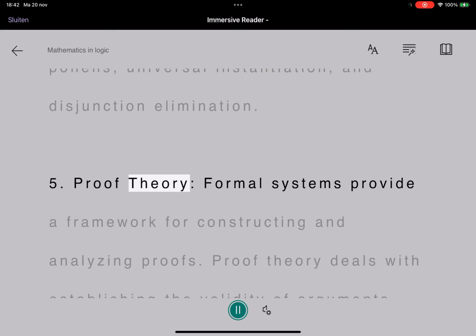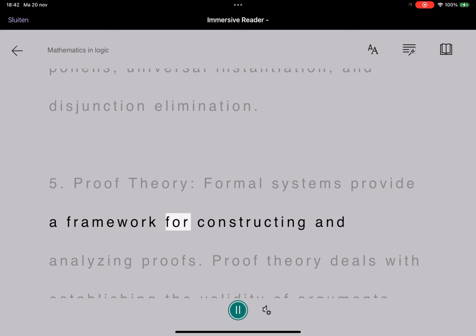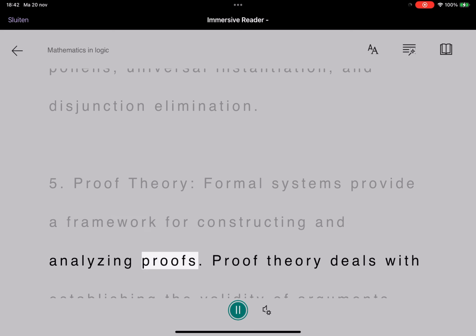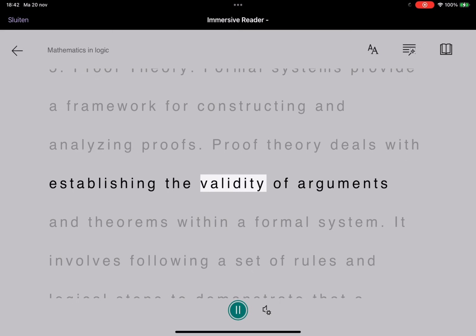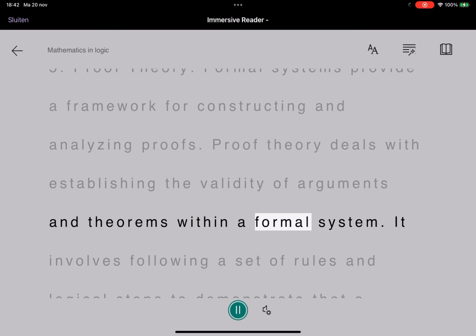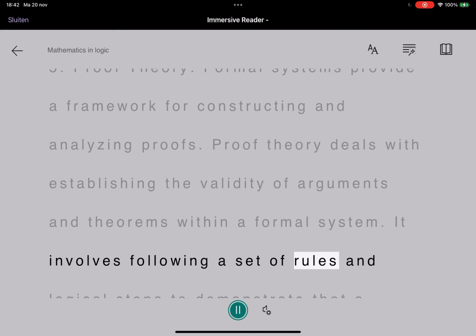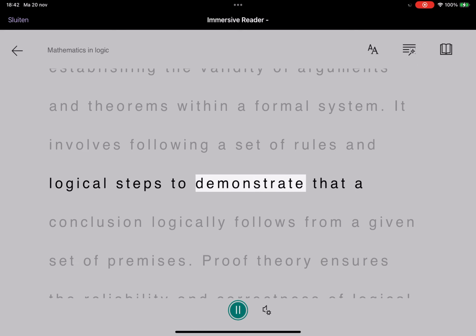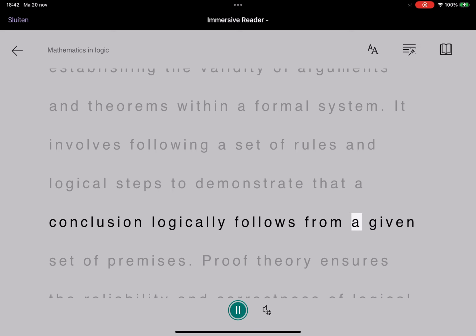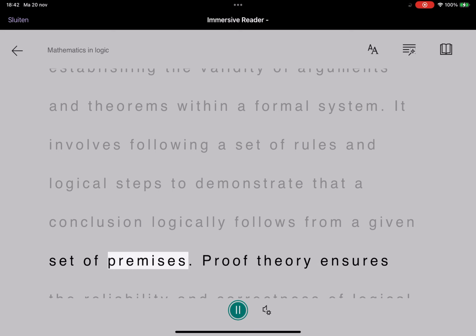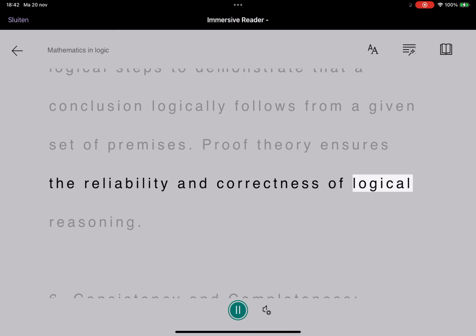5. Proof theory. Formal systems provide a framework for constructing and analyzing proofs. Proof theory deals with establishing the validity of arguments and theorems within a formal system. It involves following a set of rules and logical steps to demonstrate that a conclusion logically follows from a given set of premises. Proof theory ensures the reliability and correctness of logical reasoning.